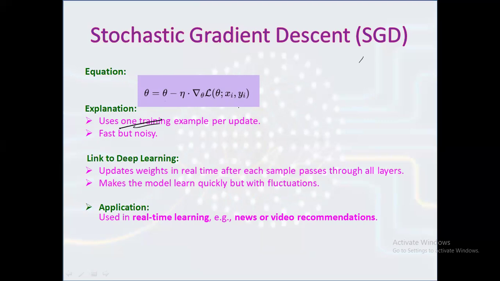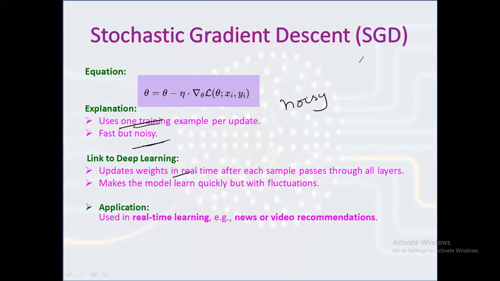This makes the training process fast and efficient, especially for large data sets, but it also introduces noisy updates. That is one drawback, which can make the convergence path unstable.